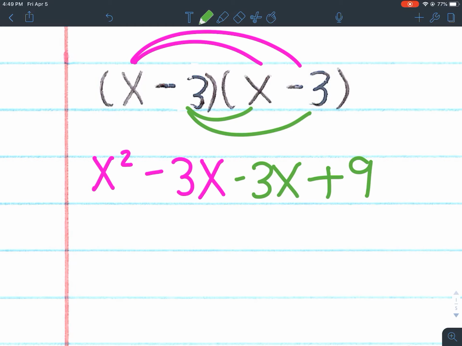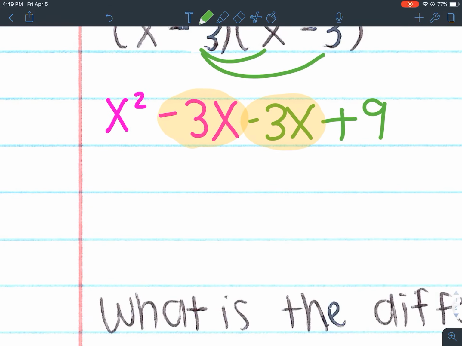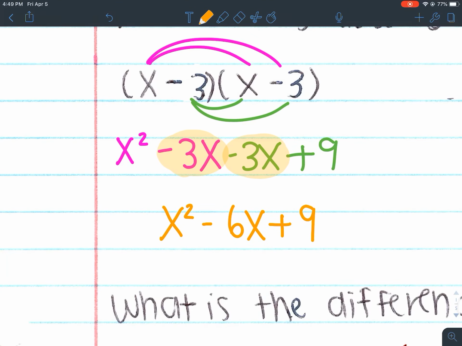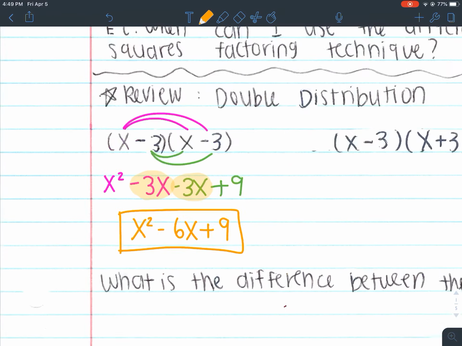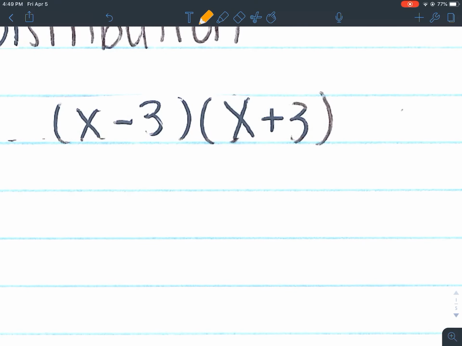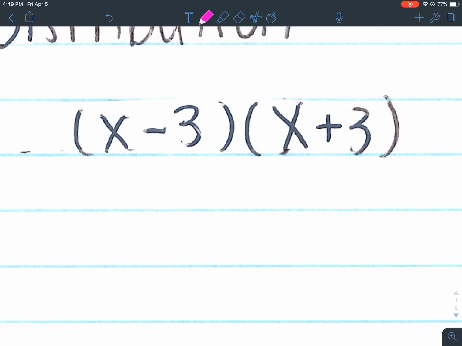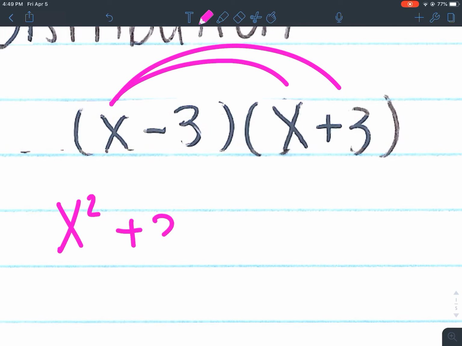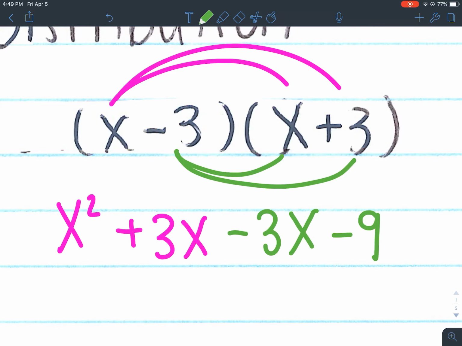And then you always check, of course, for like terms, and I do have some. I have these two right here. So I have x squared minus 6x plus 9. So here I double distributed two binomials, and I got a trinomial in the end. Okay, now let's go ahead and double distribute over here. Okay, x times x is x squared. X times 3 is positive 3x. Negative 3x here, and then we have negative 3 times 3, which is negative 9.